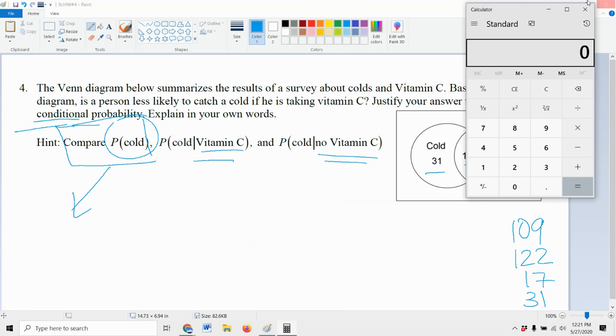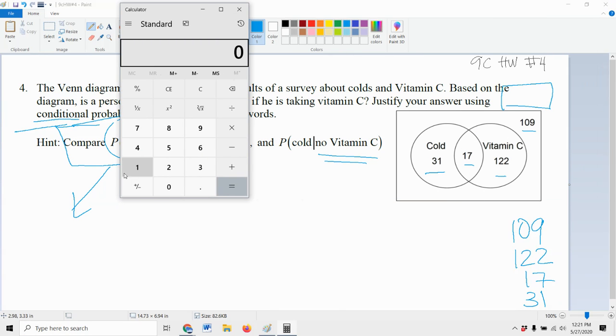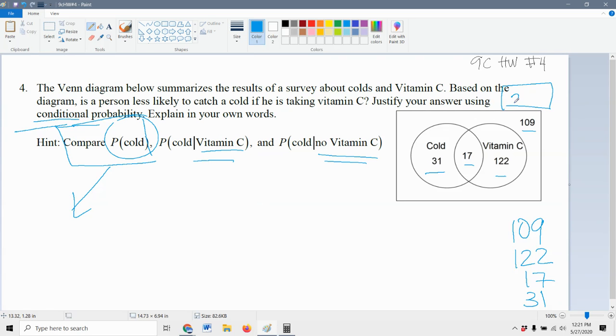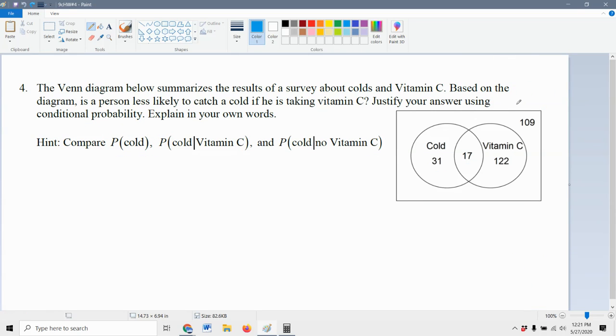So here's our handy dandy little calculator, and we're just literally going to add up those numbers. 17 plus 31. And when we add it all up, the big grand total is 279. So in our sample space, we have 279 people. So I'm going to clean this all up, and we're just going to say 279.